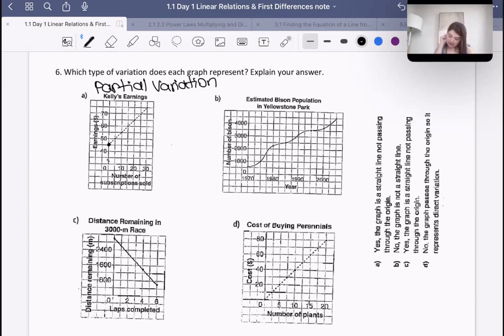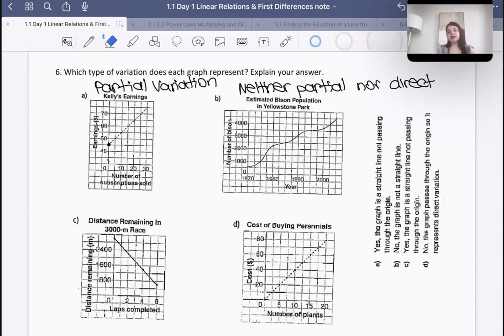B, estimated bison population in Yellowstone Park. Well, this is not a straight line, so this would be neither partial nor direct. And same thing with justification. I won't write it down, but I'll say it here, that my justification is that this is not a straight line. This does not represent a linear relation. It kind of curves, and so no.